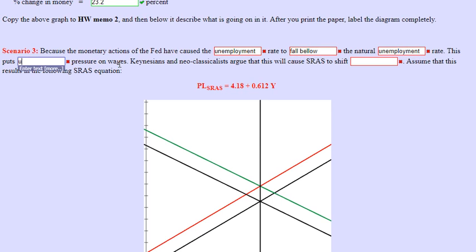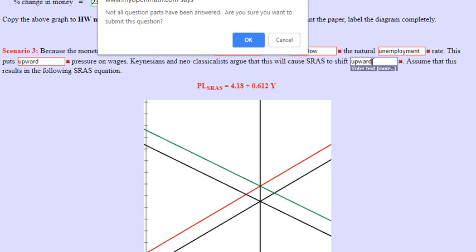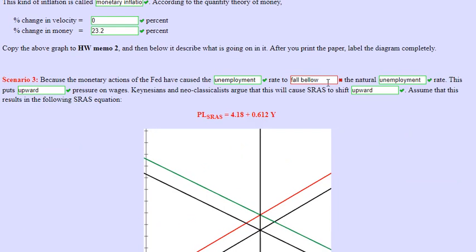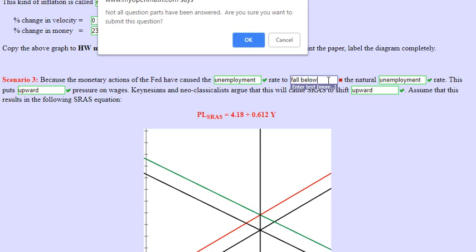This puts upward, as we said before, upward pressure on wages and nominal wages and the prices of other production inputs like energy. So mainstream economists argue that this will cause short run aggregate supply to shift upward as it does from black to red, as I mentioned earlier. So let's go ahead and hit enter and see if we got these questions right. Rate to fall below. Got to spell it right. Hit enter.